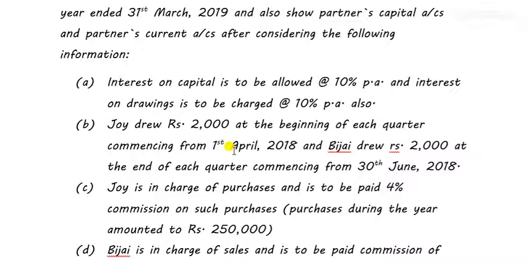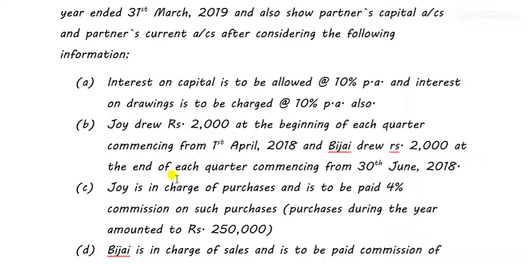Beginning of each quarter. I explained it to you. Please don't tell me you forgot it. There are 4 quarters in a year. First quarter, April to June; second, July to September; third quarter, October to December; and last quarter, January to March.